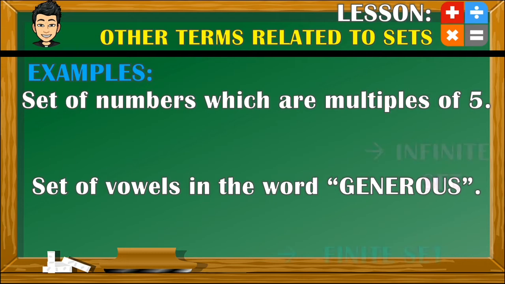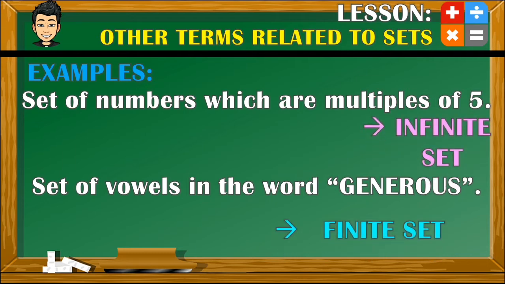That is correct. The first one is an example of an infinite set while the other is a finite set. Let us name our first set as set M. Since the elements are multiple of 5, we write 5, 10, 15, 20, and so on. As you can see, we have no last element. The elements are never ending. That is why it is an infinite set.